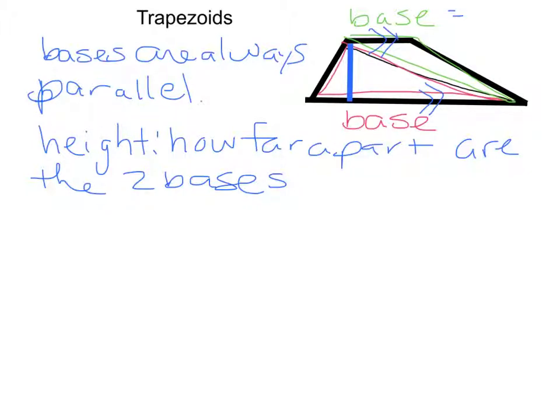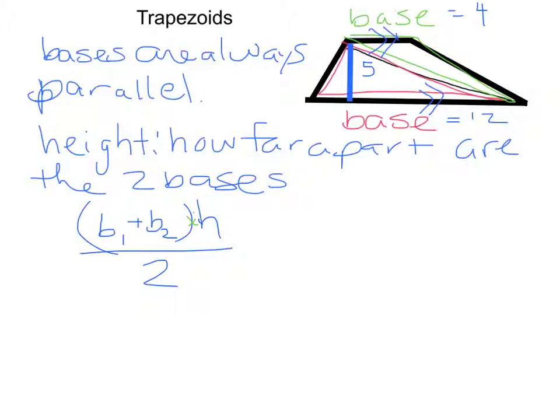Let's see, this base was 4 centimeters. And let's say this base is 12. And our height can be 5. So we always start with our formula. We have base 1 plus base 2, and we have to do that first. Now I don't write anything between the bracket and the h, so what that means is multiplication. When two things are side by side without a symbol, the operation is assumed multiplication. So you can write divide by 2 this way, or you can write divide by 2 that way.